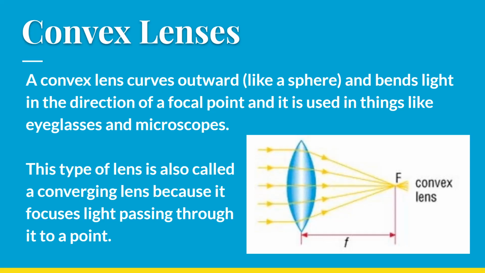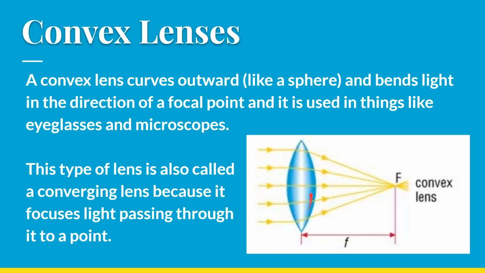Lenses are a little bit trickier. So we're going to talk about convex lenses. This is the type of lens that is in your eye, that you use to see. It's also the type of lens that you would use if you used a magnifying glass. A convex lens curves outward like a sphere, and you can see that here.